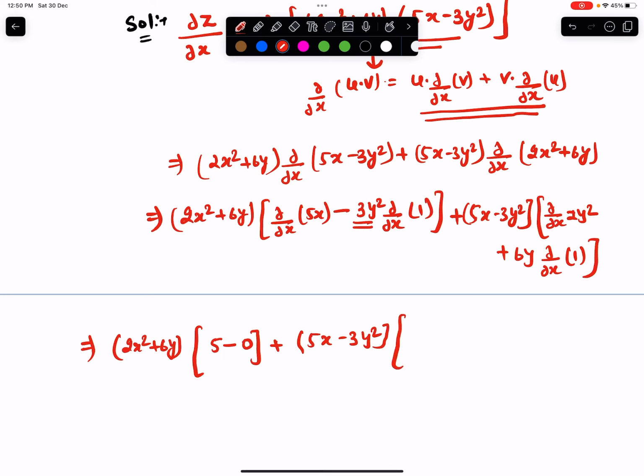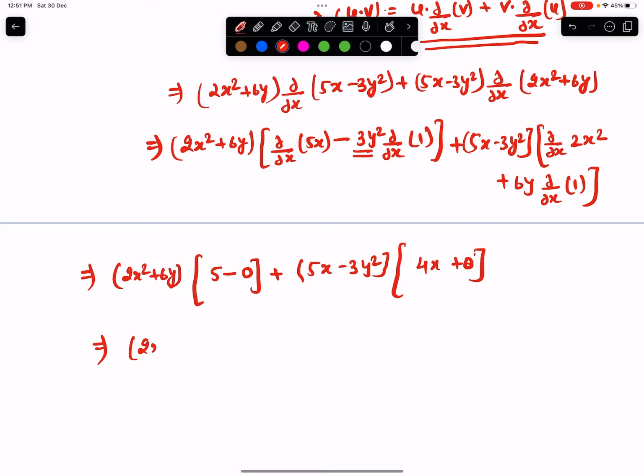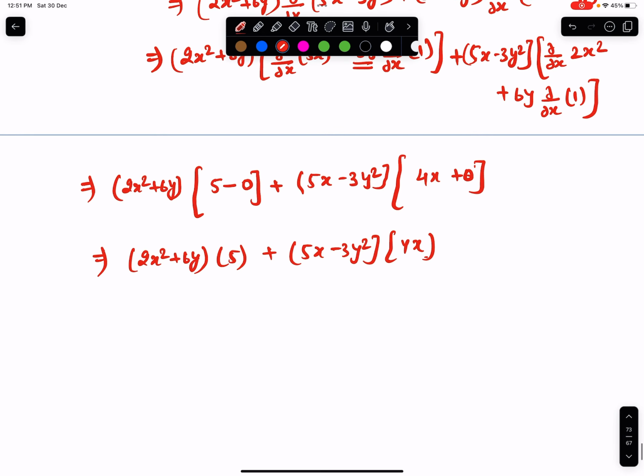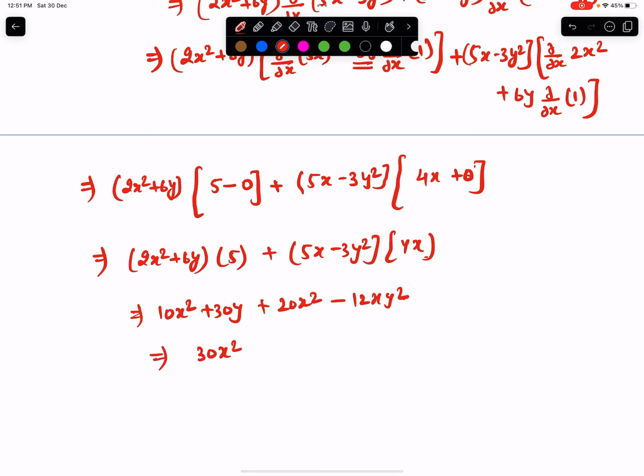This is ∂/∂x of 2x², sorry, this is 2x², not 2y². This is 4x plus 0 plus 0. So this will be equal to (2x² + 6y) into 5 plus (5x − 3y²) into 4x. So this will become 10x² plus 30y plus 20x² minus 12xy². So what will we get? 30x² plus 30y minus 12xy².